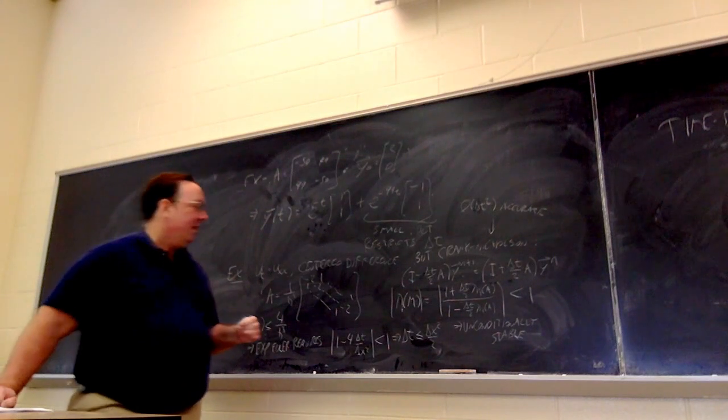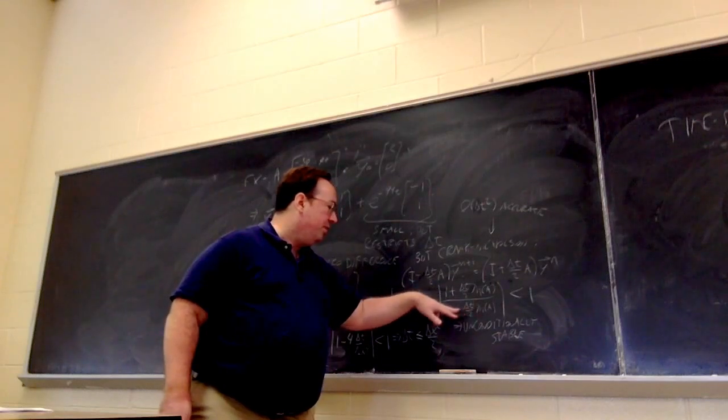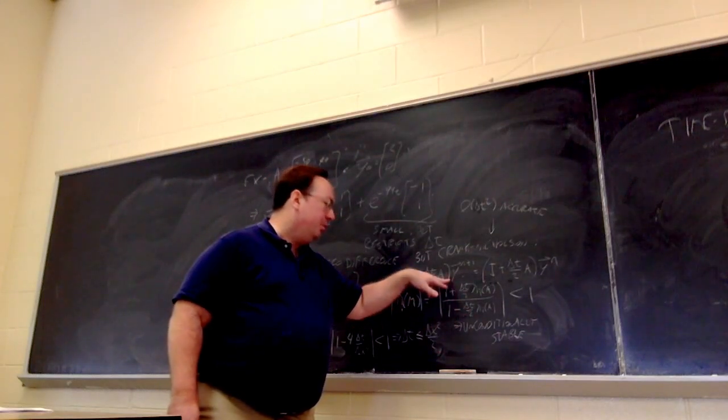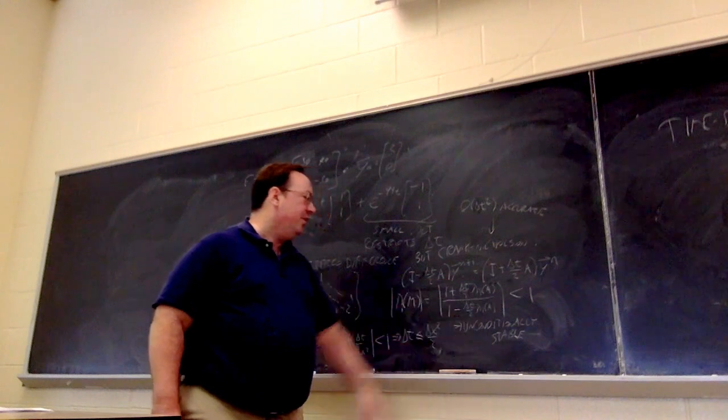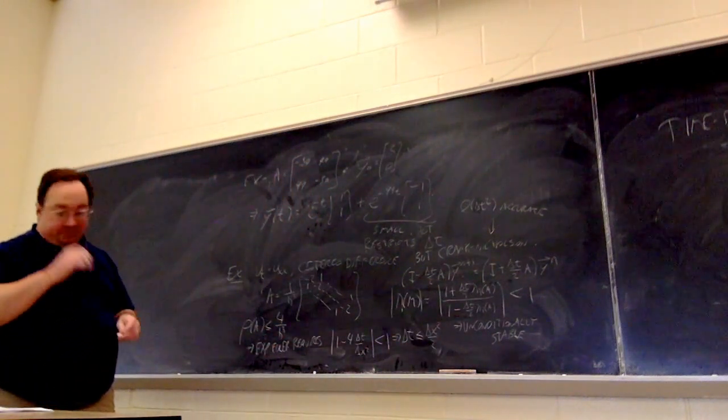So the key is having this negative real part that makes the real part of this larger in magnitude than the real part of this, because the imaginary parts of the numerator and denominator are equal in magnitude.